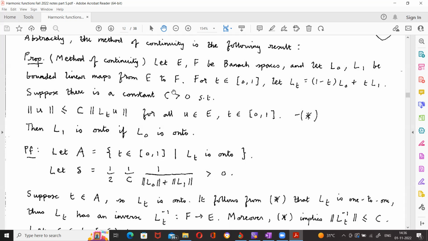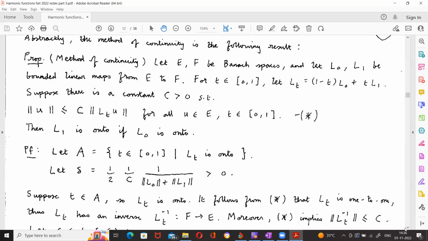The proof is a connectedness argument. Let A be the set of T in [0, 1] such that LT is onto. We're assuming that L0 is onto, so this set A is non-empty; 0 belongs to this set. Now let delta be the constant one half times 1 over C times 1 over the norm of L0 plus the norm of L1. This is some positive constant.